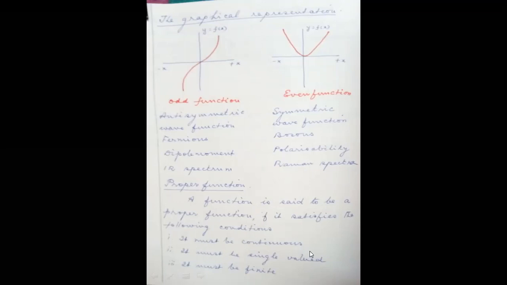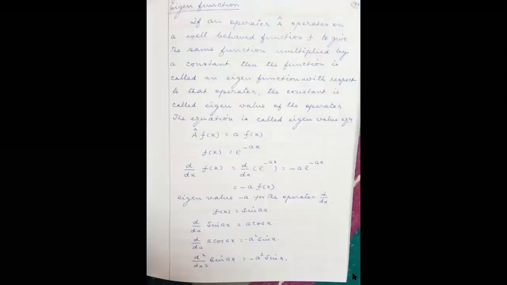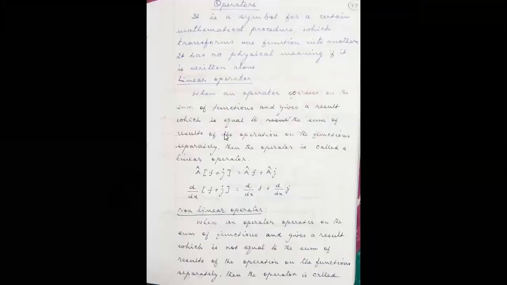The function must be continuous, single valued, and finite. Another thing is the operator. What is an operator? Now, what is an eigenfunction? Well, watch closely. If an operator is operating on a function, what is an operator? An operator is a mathematical command. Look here, in the next slide, I have explained that. It is a symbol for a certain mathematical procedure which transforms one function into another.